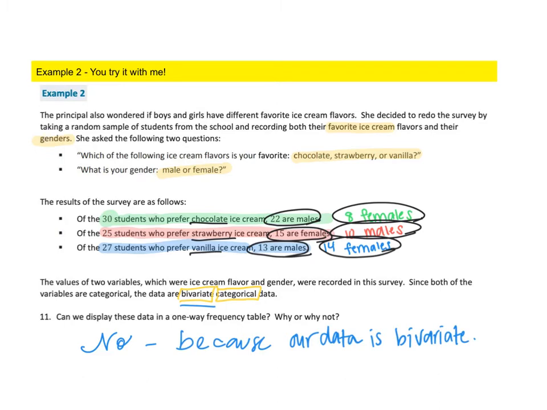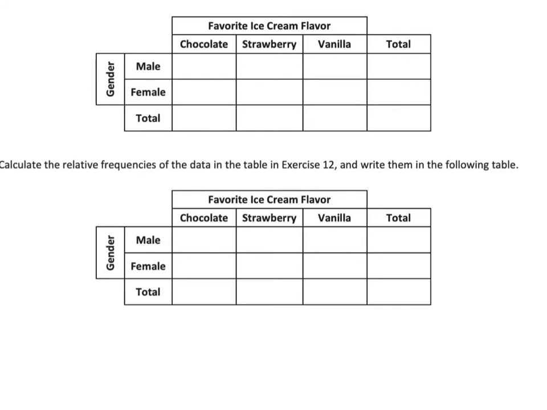Okay, we have two variables, so we have to show both of those in our table. It can no longer be one way, it has to be two way. Okay, let's continue with this on the next page. All right, so on this page, we're actually just going to take that information and write it down in our table. So I'm going to start off and do one of these for you. It says, of the 30 students who prefer chocolate ice cream, 22 are males. So I'm going to do chocolate with you. So there are 30 students who prefer chocolate ice cream. Okay?